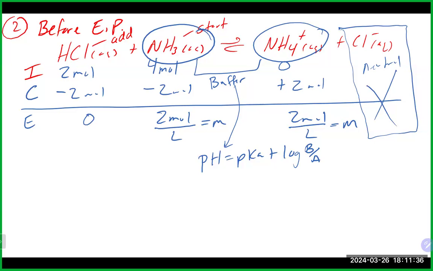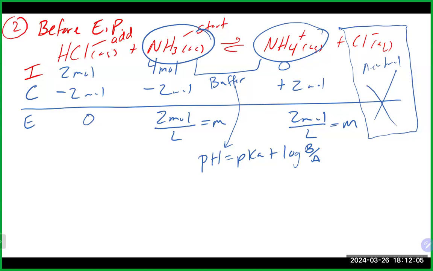You could do a Kb type ice table with NH3 and NH4 plus on the right, or you could do a Ka type ice table with NH4 plus on the left and NH3 on the right. So there are various ways you could get to the pH here. Probably the simplest and easiest straightforward way would be the Henderson-Hasselbalch move at this point. Any questions on this?